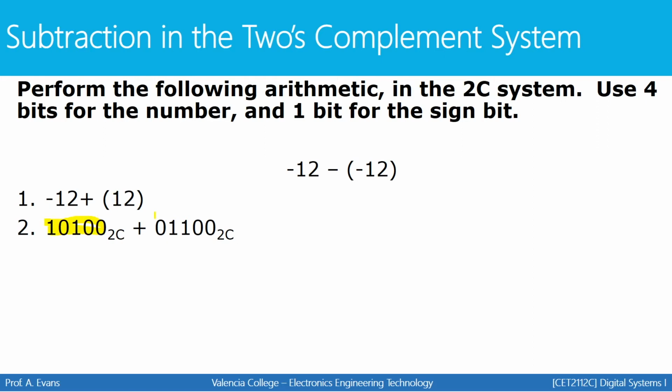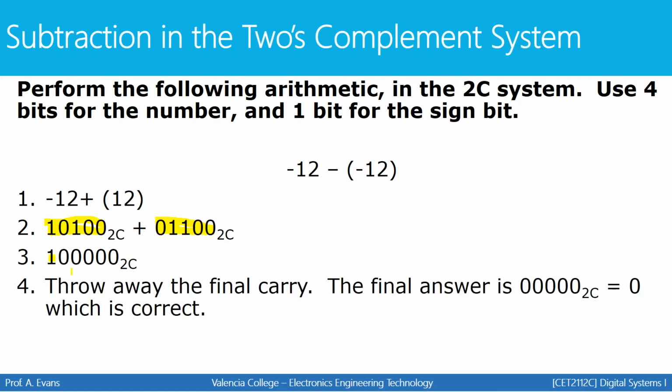If you take the number positive 12 and write that out, here's what you'll get. When you add them together, here's your answer. Is this equal to 0? No, it's not. Here's a case, again, where you have to throw away the last carry because then the final answer is 0, which is correct.